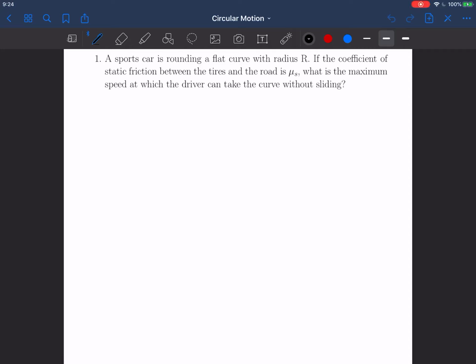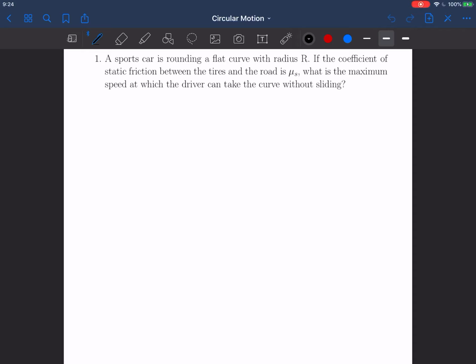Okay, so this is a nice example problem that tests both our understanding of the forces associated with circular motion and the force of friction. Okay, so let's read the problem. A sports car is rounding a flat curve with a radius r. If the coefficient of static friction between the tires and the road is mu sub s, what is the maximum speed at which the driver can take the curve without sliding?